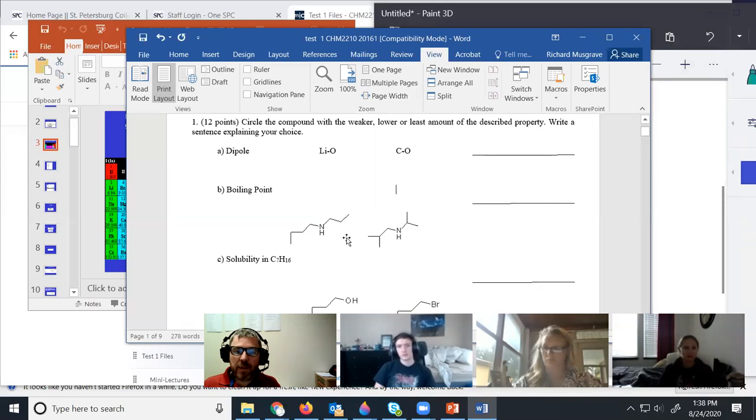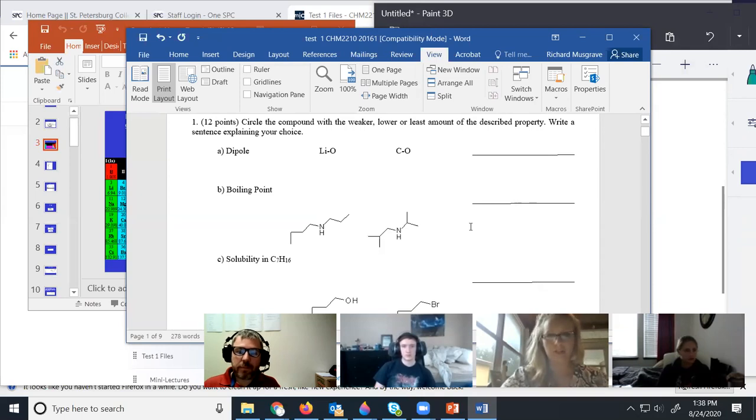But the difference between these is that one is branched and the other one isn't. So what I would say is the one that is branched would be the lower boiling point. That would be the one you'd circle. And you can say as reasoning, both H bond, but this one's branched.